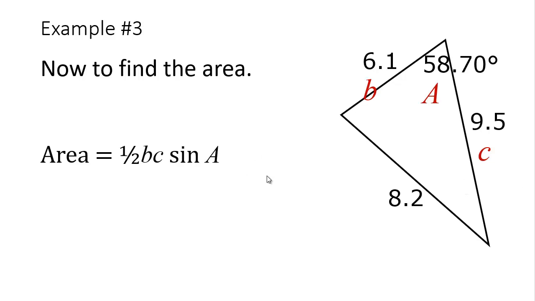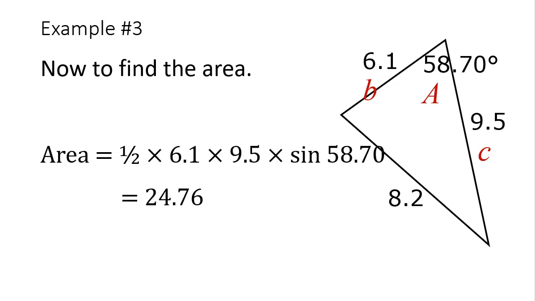Having done that, we now wipe off the label and we can find the area because we have an angle, sine A, and two sides B and C, and we can stick the values in now. We get the area of our triangle, 24.76 units squared.